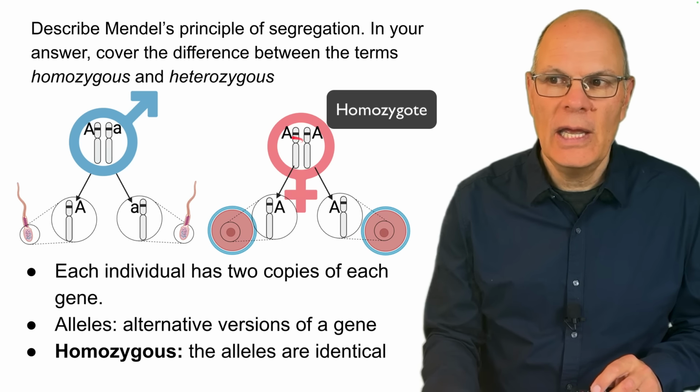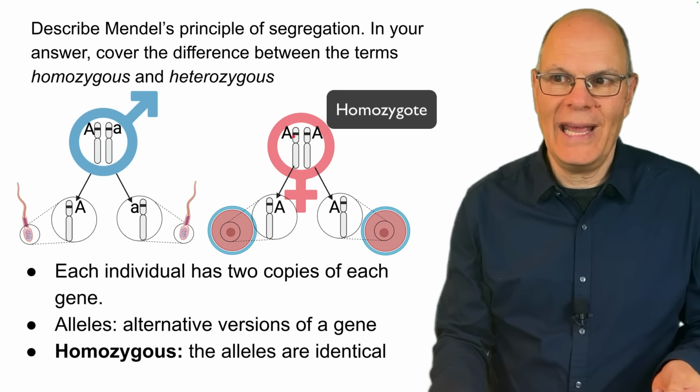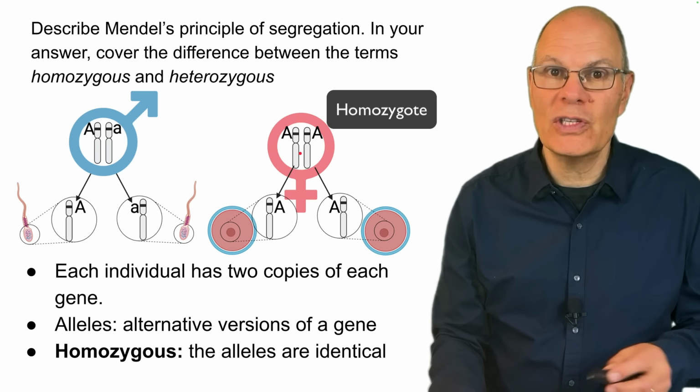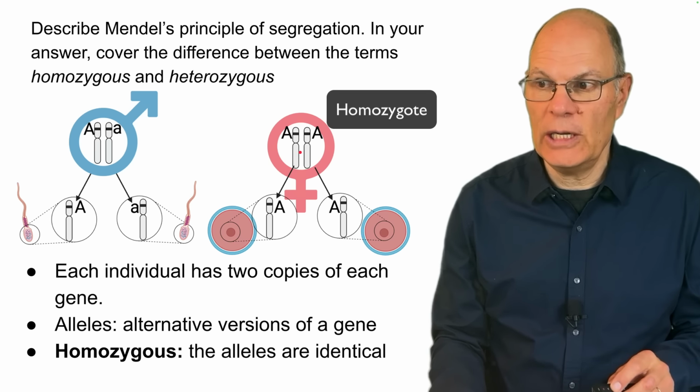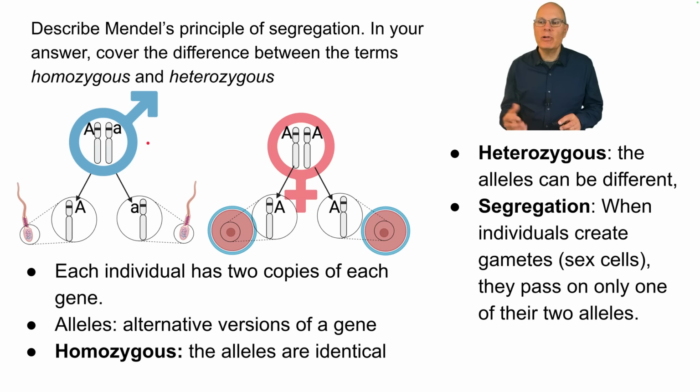Homozygous means that the 2 alleles are identical. For example, in this parent over here, both of the alleles are designated with a capital letter A. They're the same. This person is a homozygote for this particular gene. In a heterozygote, the alleles can be different. In this individual over here, one of the alleles is capital A, and one of the alleles is small a. The principle of segregation shows what's happening here.